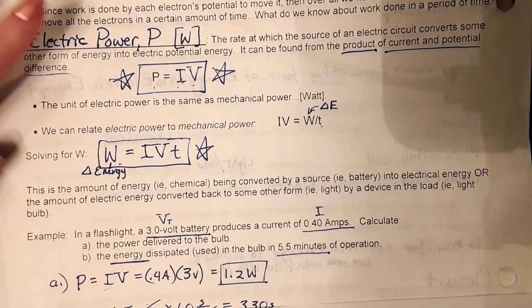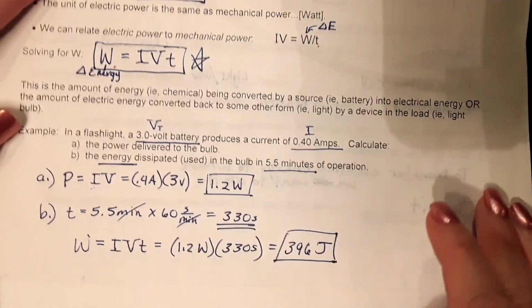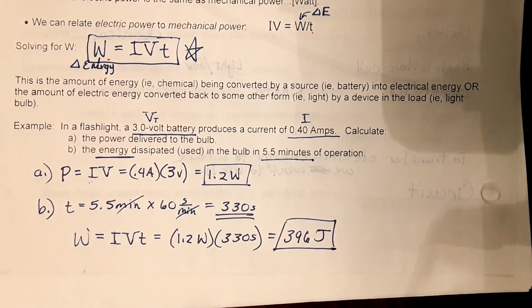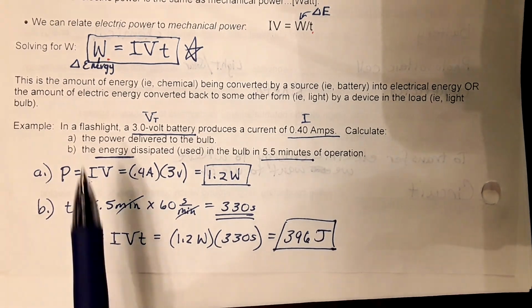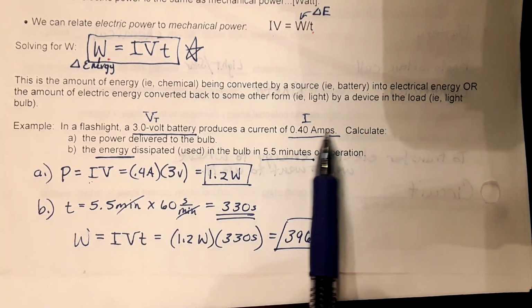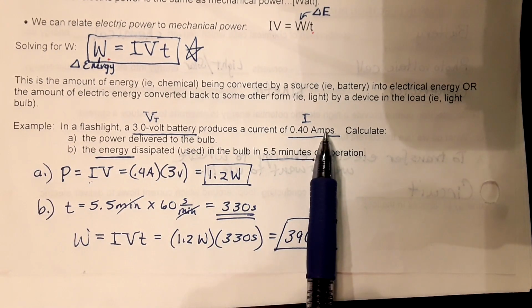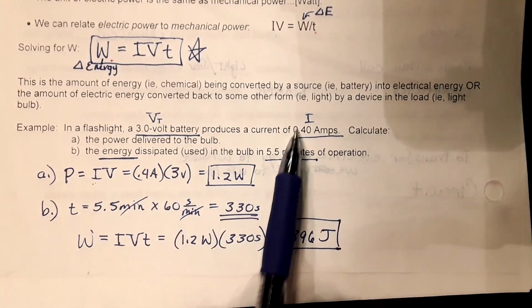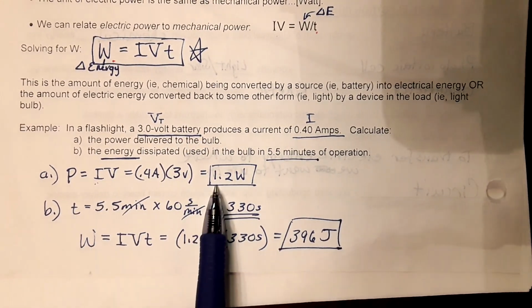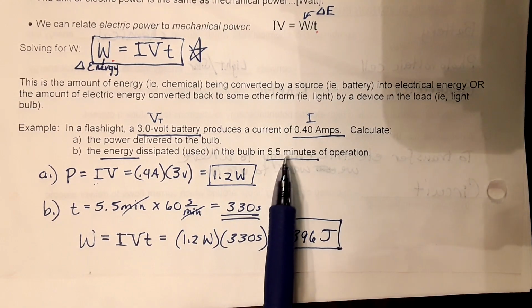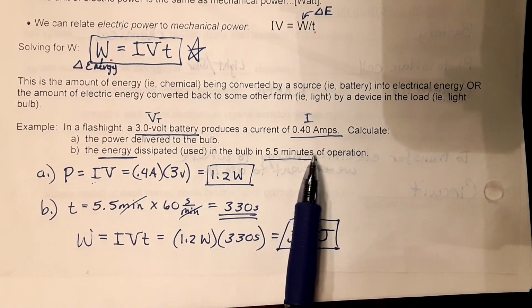All right. Now I have an example down here, and you can stop the video if you want and work through it yourself first and then see if your answers are right. It's obviously very simple. You have a flashlight with a 3-volt battery inside, and it's producing a current of 0.4 amps. And we want to know the power delivered to the bulb. Well, with electrical terms, we have to use PIV. So you get 1.2 watts. The energy dissipated in 5.5 minutes. Oops, now wait a minute.